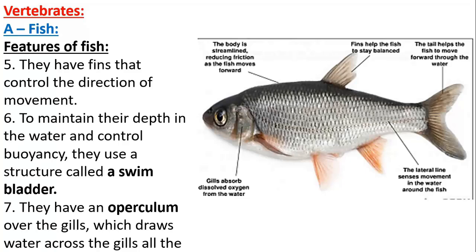They need a swim bladder. What's buoyancy? It's the force that's trying to push them up to float. So they need something in their body to control the depth of their body in the water, and it's called a swim bladder. Also, they have an operculum over the gills. Why? To draw the water across the gills, so that the water goes inside the gills and provides them with the oxygen they need.